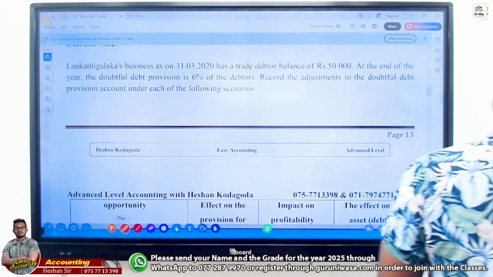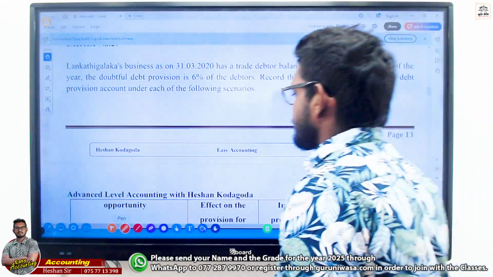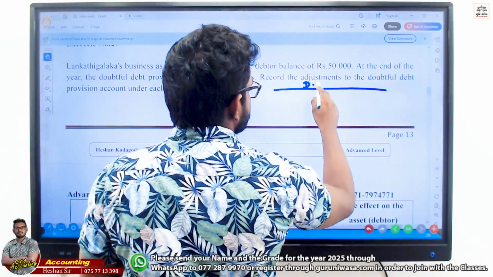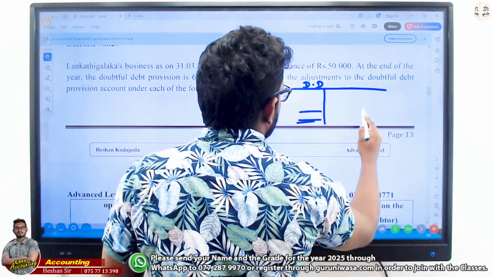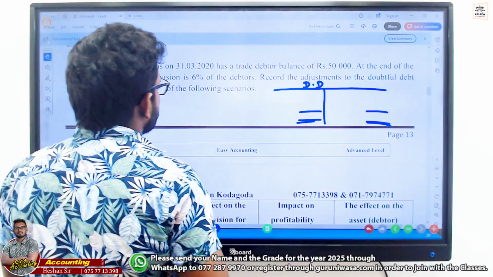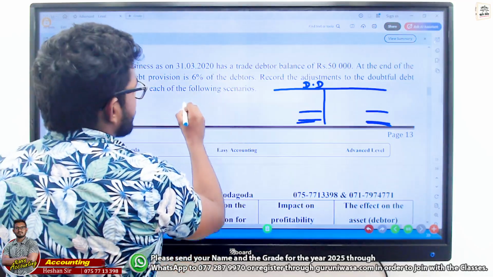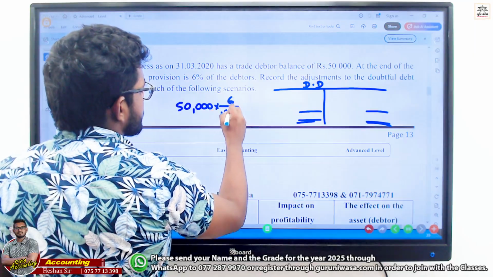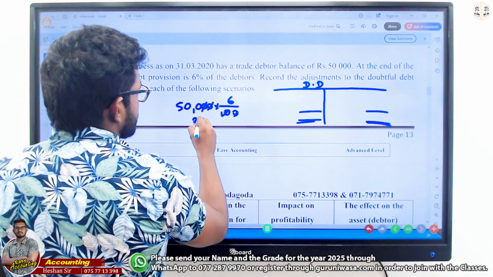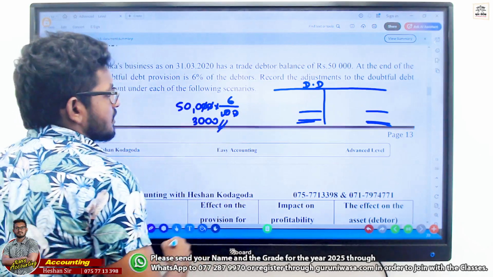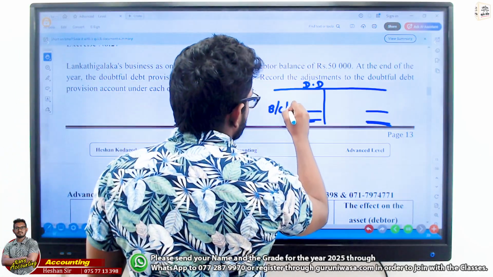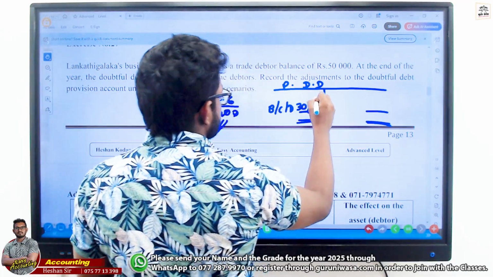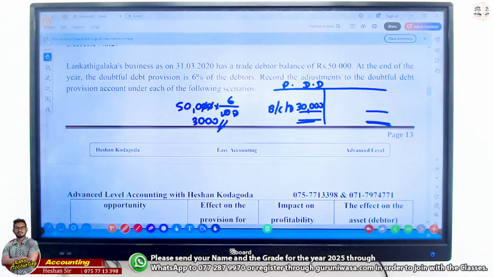Now you can see in here, if I take the doubtful debt, they have not given any opening balance. At the end of the year, the doubtful debt provision is 6%. Trade debtor balance is 50,000. From that, we do a 6% provision, which means 3,000. So the provision for doubtful debt balance is 3,000.